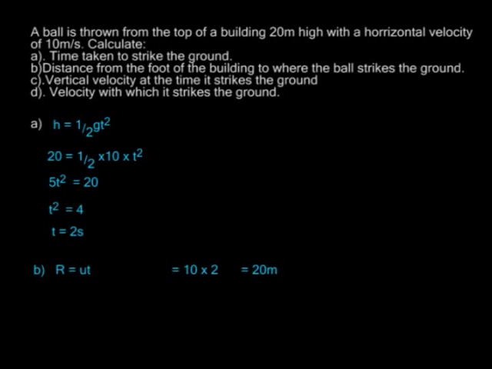C. We are looking for the vertical velocity at the time it strikes the ground. So in this case, we consider the free fall and completely disregard the horizontal displacement and velocity. So for free fall, we take the equation V is equal to U plus GT. U is 0 because it is free fall. So we shall have V is GT, and it's equal to 10 times 2, which gives us 20 meters per second.